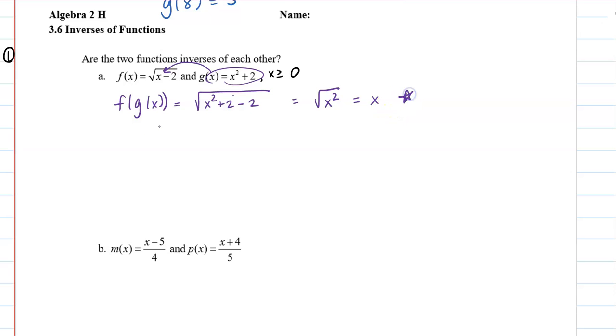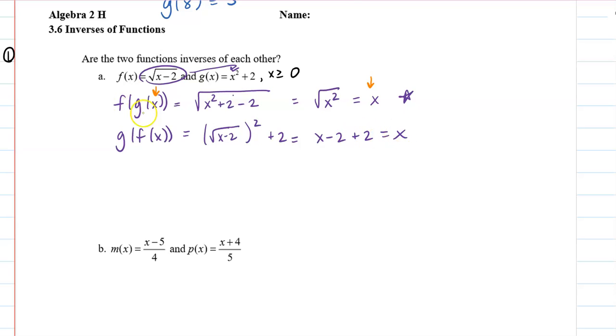That's why it's important to have the positives. So far, this is good because what I plug in is exactly what I get out. We also want to check the other direction, so f goes into g. x minus 2 plus 2 is also equal to x. So once again, what we plug in is what we get out, and we can say, yes, f and g are inverses of each other.